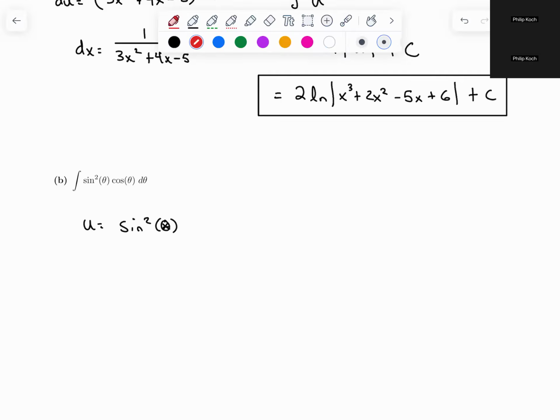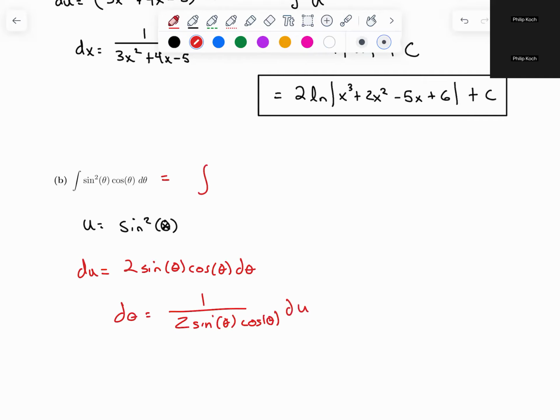I should be writing in a different color. Then we get 2 sine theta cosine theta d theta. So d theta would equal 1 over 2 sine theta cosine theta du. So this would equal the integral of u squared, or u times cosine of theta times 1 over 2 sine theta cosine theta du. And you'll see the problem.